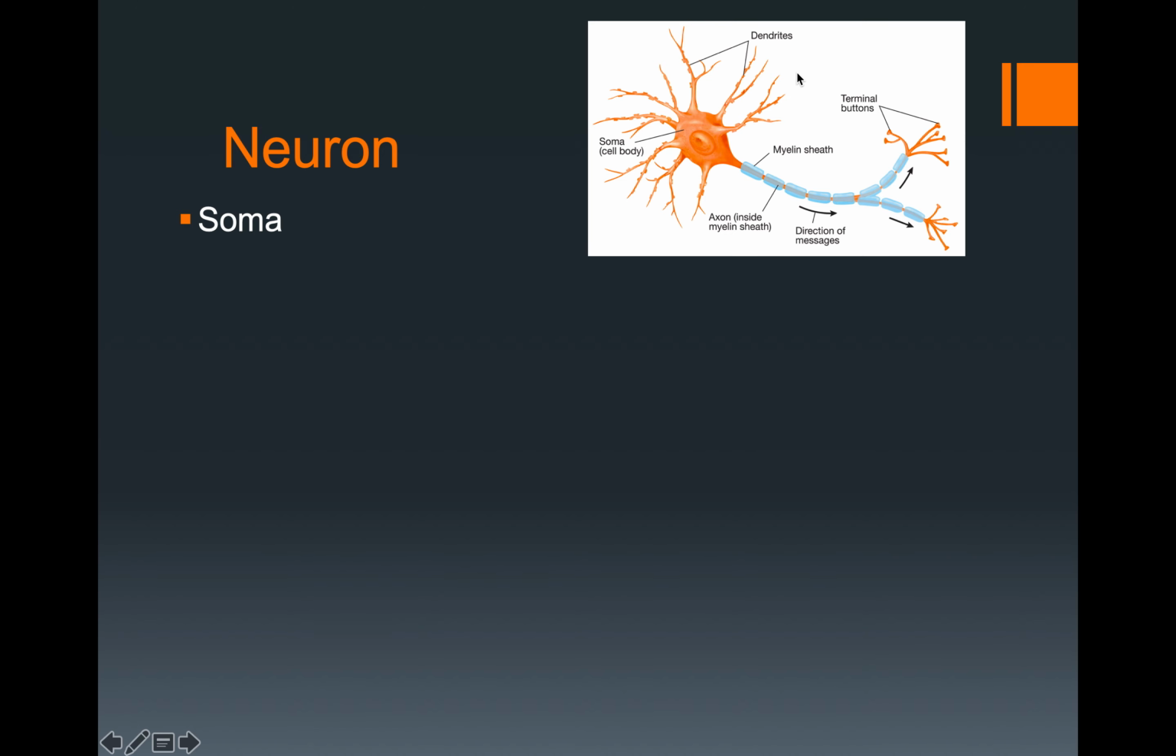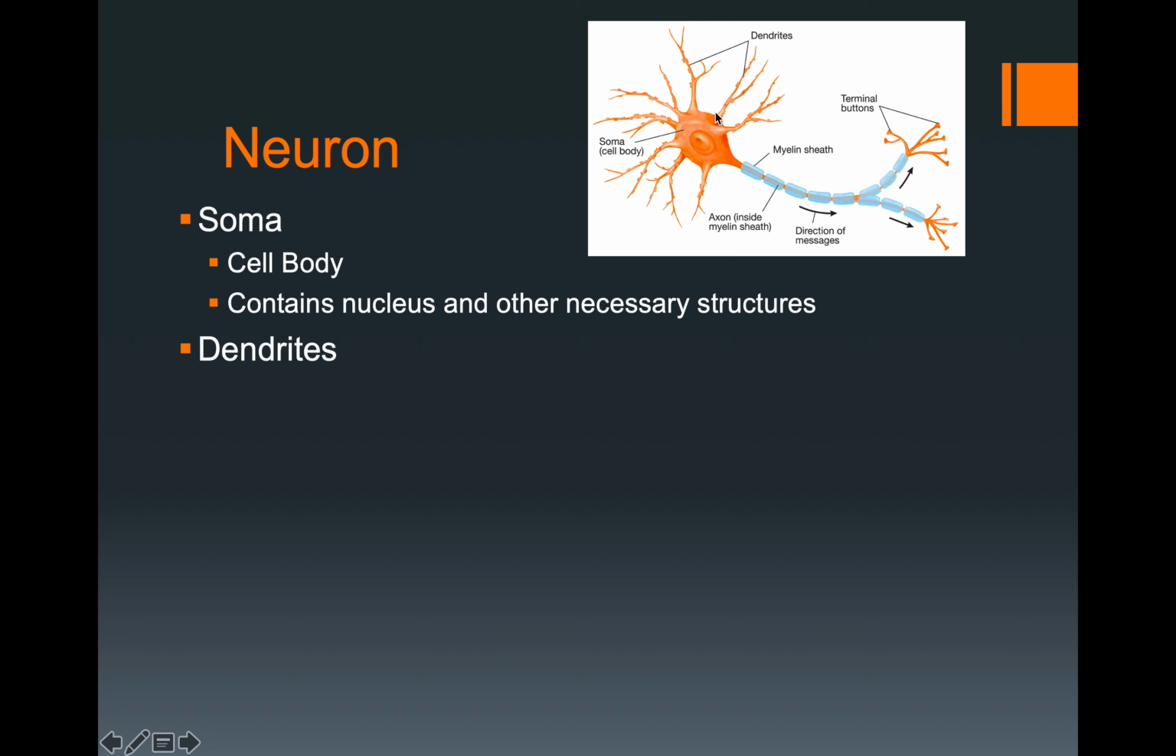Some of the basic parts that you should know: you have the soma or cell body right here, and that contains the nucleus and some other necessary structures. The nucleus is where you'll find the DNA and chromosomes in a cell. You have the dendrites here projecting off of the soma, and the dendrites receive messages from other neurons.